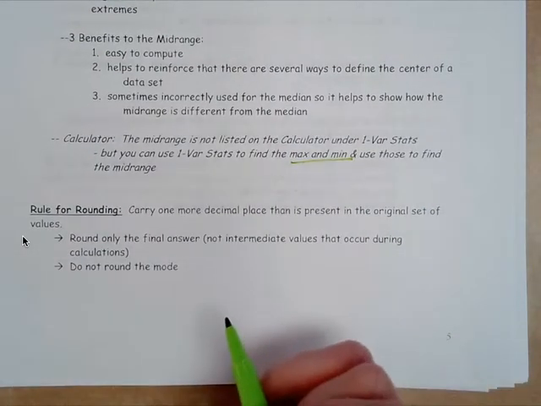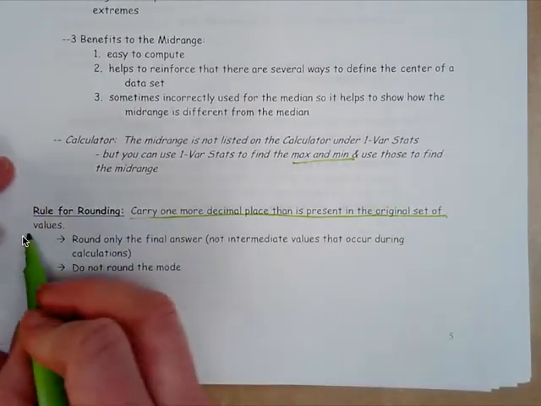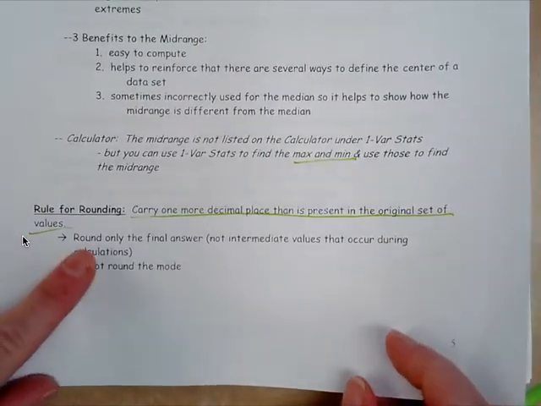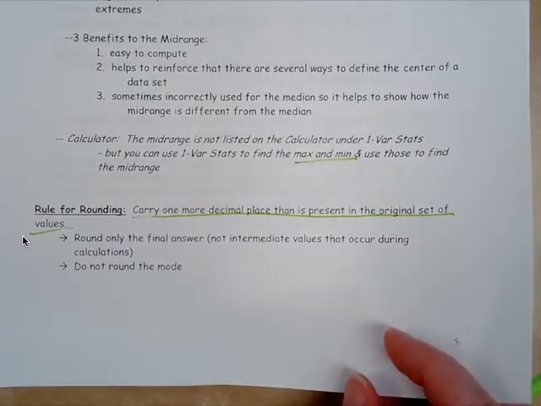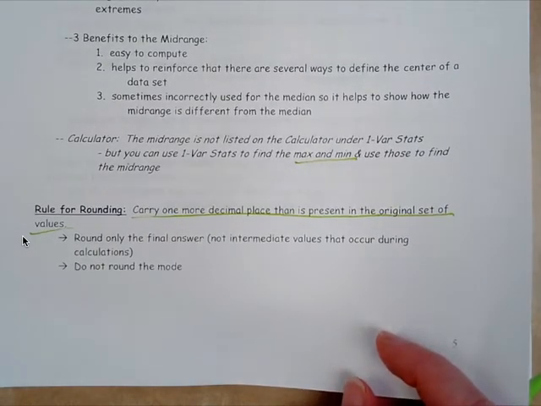Like I said earlier, with rounding, you're going to carry one more decimal place than the original set of data. Only round the final answer. So as you are coming up to the answer, do not round those values. Keep those the original.